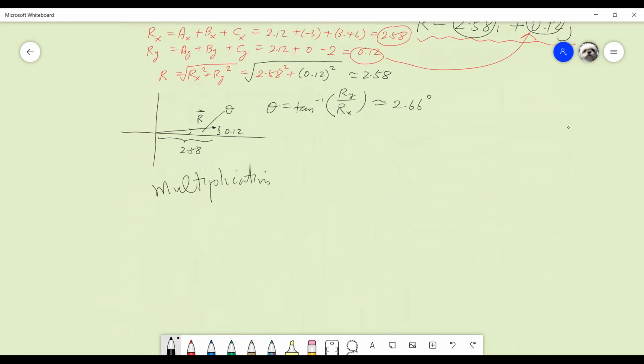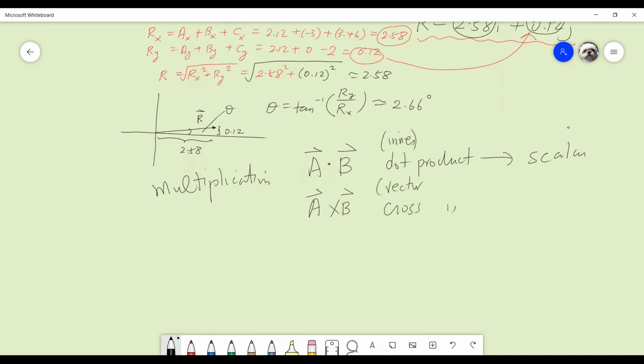Now, I said that before I have two types of multiplication, right? First, it's called a dot product. The way we write a dot product is like this. Or you call it inner product, right? This is just a name for that. And this always gives you a scalar. So a dot product always gives me a number. And then we have a cross product, right? And cross product, sometimes they call it vector product. And it always gives me a vector.